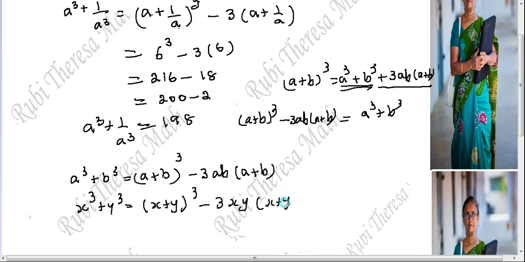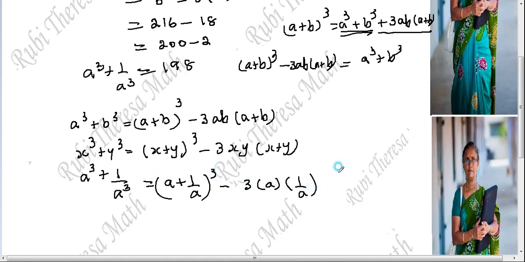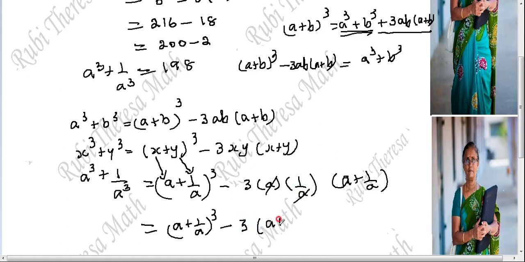If you feel that it will be confusing, you can just change the variable. x cube plus y cube equals x plus y the whole cube minus 3xy into x plus y. So, in the place of x, what do you have? a. In the place of y, 1 by a. That is 1 by a cube. x cube plus y cube is a cube plus 1 by a cube, equals a plus 1 by a the whole cube minus 3 into a into 1 by a into a plus 1 by a. Understand? Do you follow? So, in the place of x, you are substituting a. In the place of y, you are substituting 1 by a. That's all. So, a into 1 by a gets cancelled, so minus 3 into a plus 1 by a.